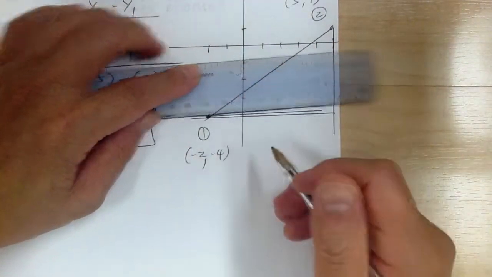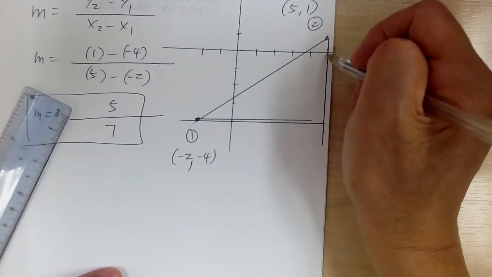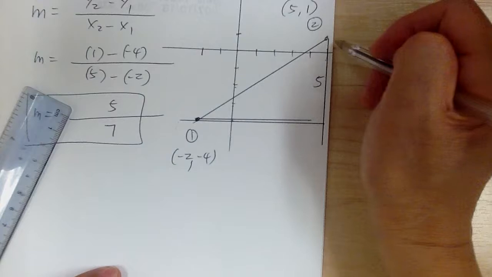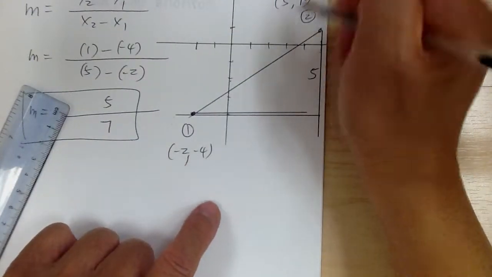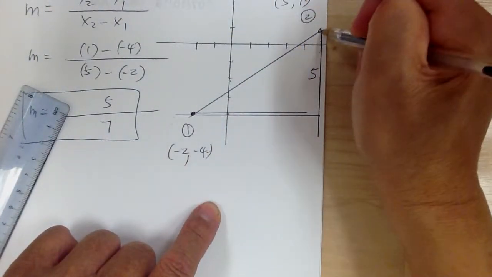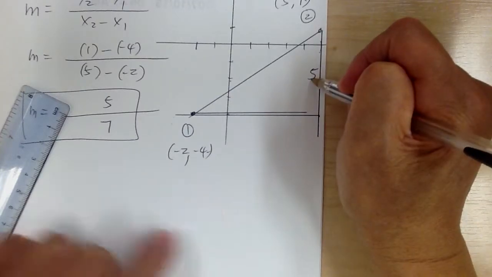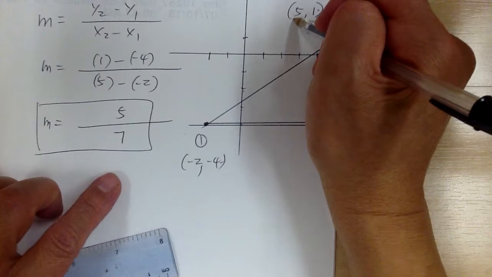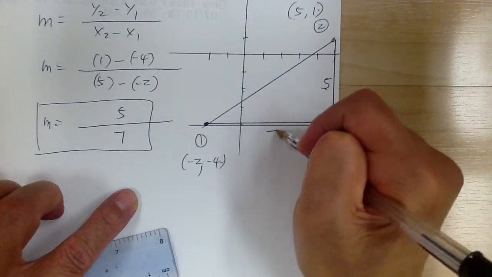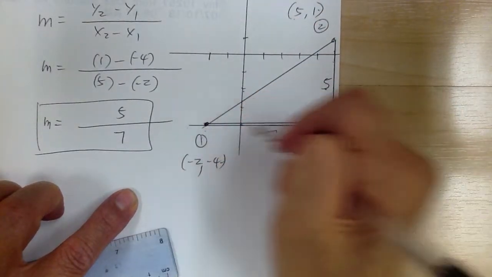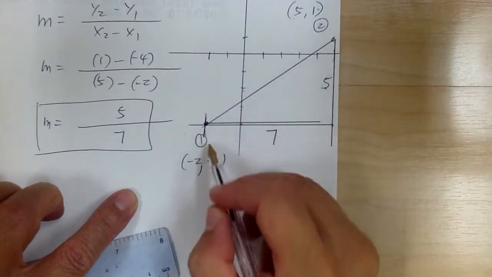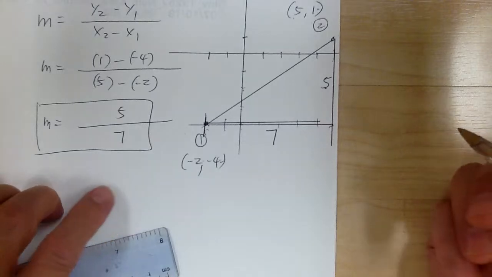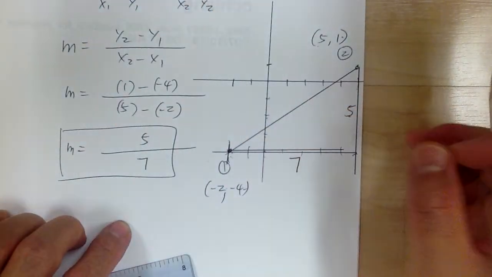and if you count the squares, you'll notice there are 5 squares over here, right? Look, 1, 2, 3, 4, 5. The reason is because 1 minus negative 4 gives you 5. And over here, for the x, 5 minus negative 2 gives you 7. Or you can count it, starting from here, 1, 2, 3, 4, 5, 6, 7. So again, that's how this relates to that.